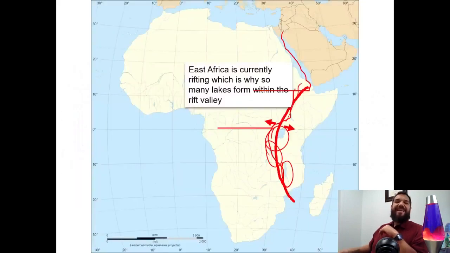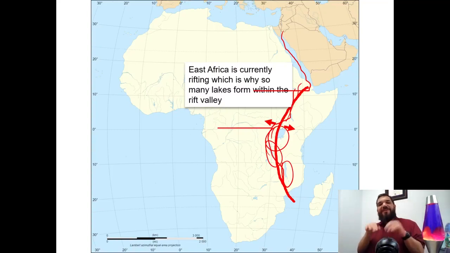So as the crust stretches, pulls apart, the taffy's pulling, it thins out, it stretches, it extends, and the elevation drops. And then water comes. That creates the valley. And then water loves valleys. Water loves that low elevation. It always flows towards low elevation. So that's why the lakes are forming there.